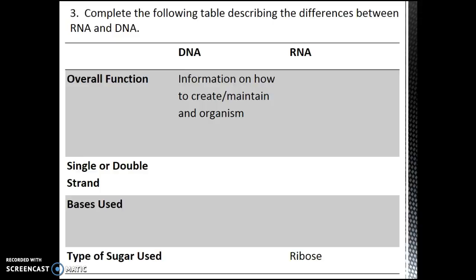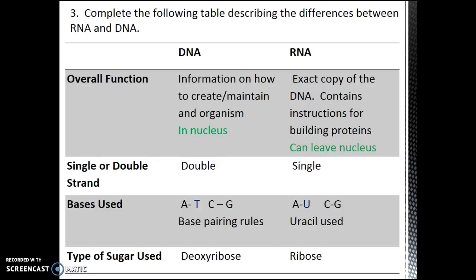Complete the following table describing the differences between RNA and DNA. Well, DNA is that information on how to create and maintain an organism. This is in the nucleus. And then RNA is an exact copy of the DNA, and it contains instructions for building proteins. The main difference between the two is DNA provides those instructions for the organism, but RNA has those instructions for building proteins. DNA is a double strand, RNA is a single strand.